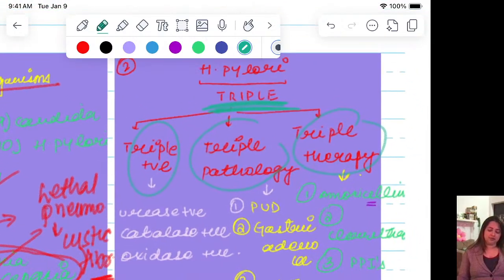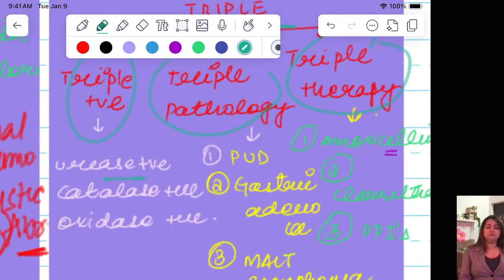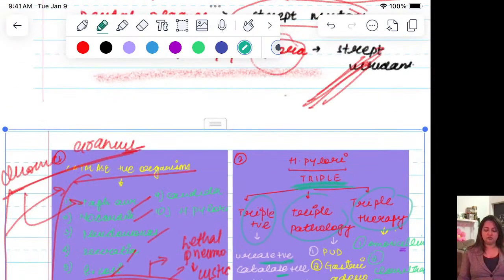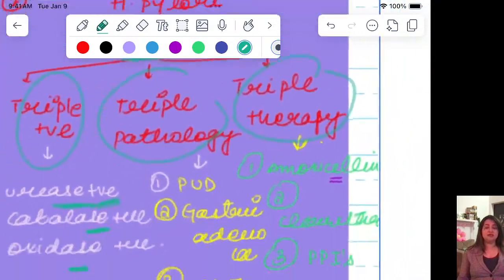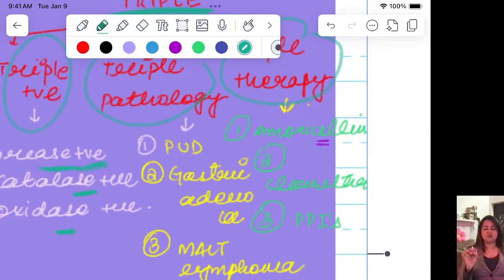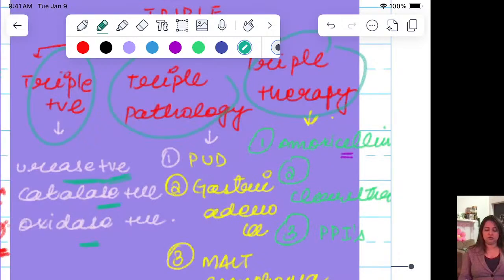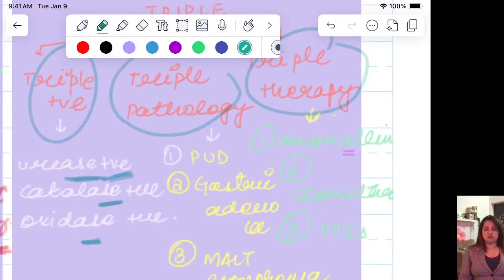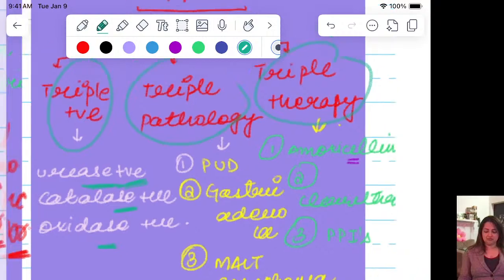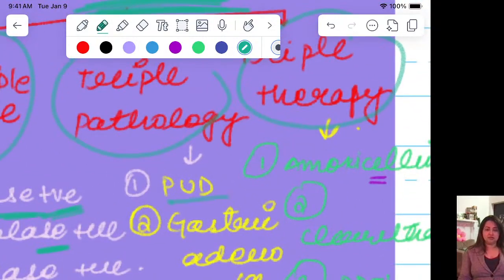Number one, triple positive. What do you mean by triple positive? तीन चीजें positive होंगी. Urease positive, catalase positive, oxidase positive. तीनों positive होंगे. Okay. Then talking about the triple pathology. Triple pathology means there are three main conditions, pathologies that are being caused by this H. pylori. Number one, PUD, the peptic ulcer disease.